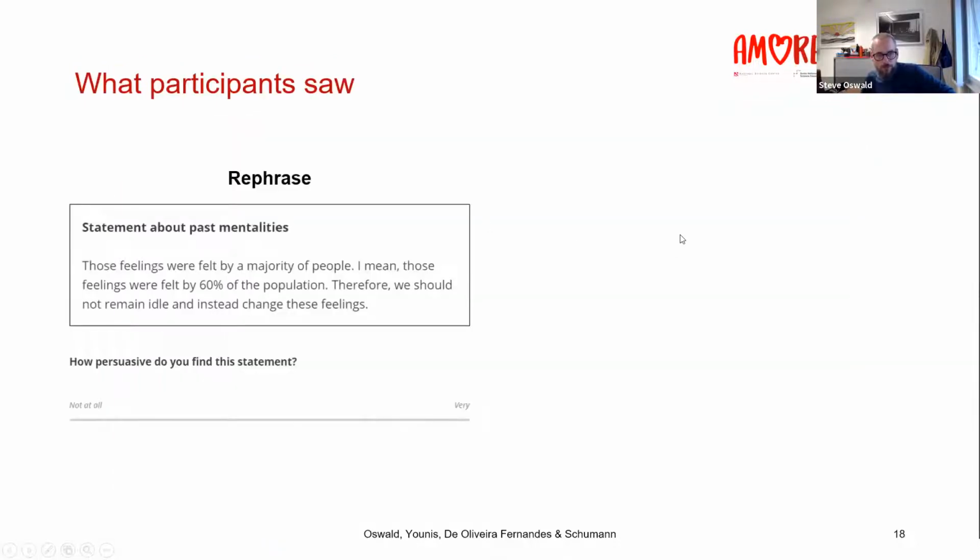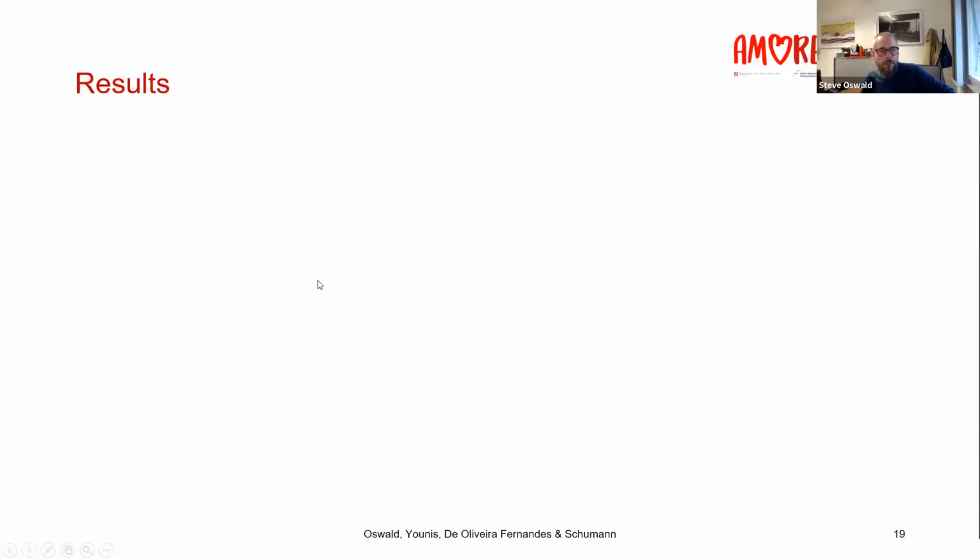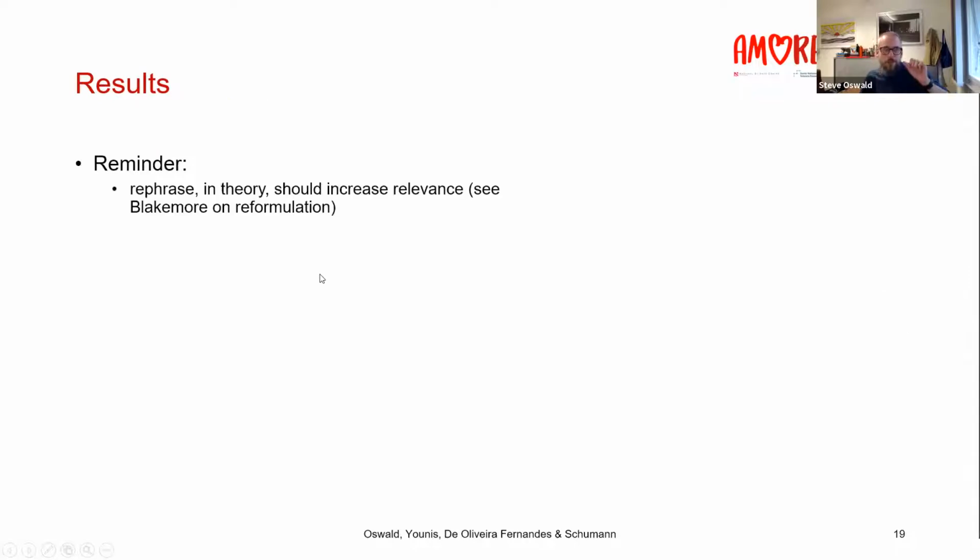So this is what they saw. These are two sample items with rephrase and without rephrase. Here we have with the connective "I mean." And upon reading this, they were simply asked, how persuasive do you find this statement? And then they have to click on this to make the cursor appear and slide it towards "not at all" or "very" according to their preference. All right, so bear in mind, in theory, rephrase, which is a type of reformulation, should increase relevance.